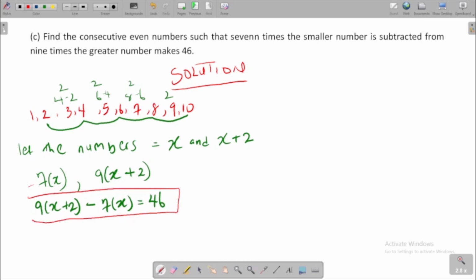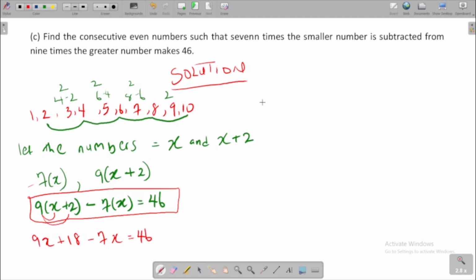To get your answer, you open the bracket. How do you open this bracket? 9 times x and 9 times 2. So you have 9x, and 9 times 2 gives us plus 18. So you have minus 7x is equal to 46. Now you have 9x minus 7x, so you collect like terms, moving the ones that are similar to each other to one side.